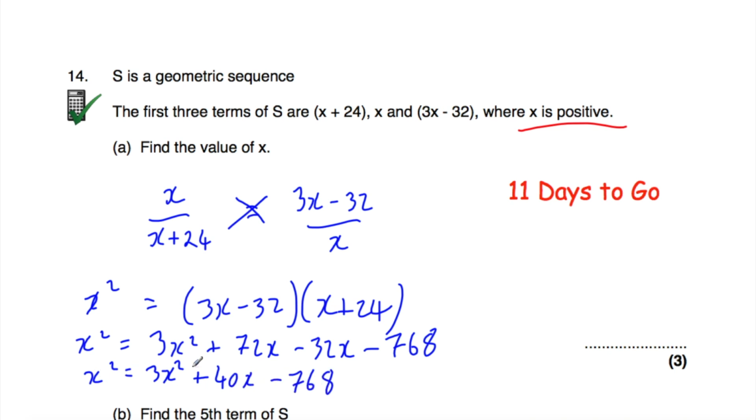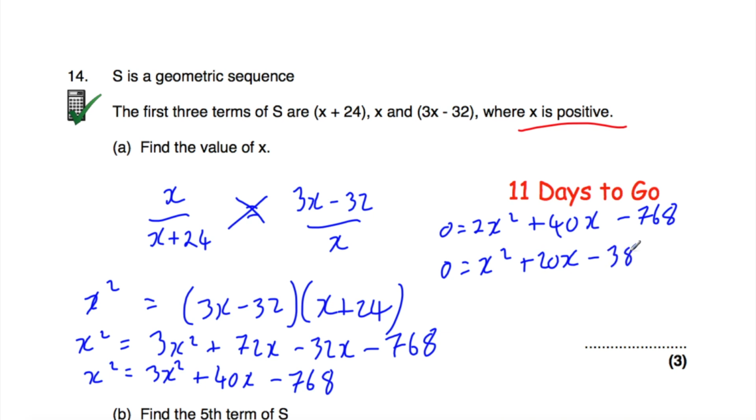Now at this point, let's take away x squared from both sides. So if we take away x squared from both sides, we get 0 equals 2x squared plus 40x subtract 768. And now we want to divide by 2. So we get that 0 equals x squared plus 20x minus 384. Now at this point, you can either use the quadratic formula or factorize it. I'm going to factorize it.